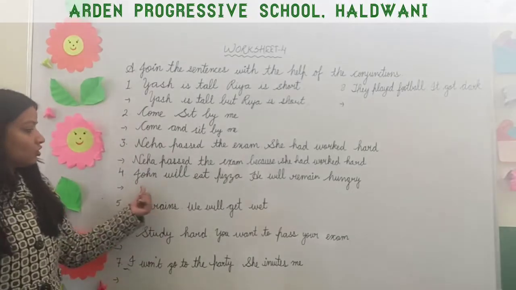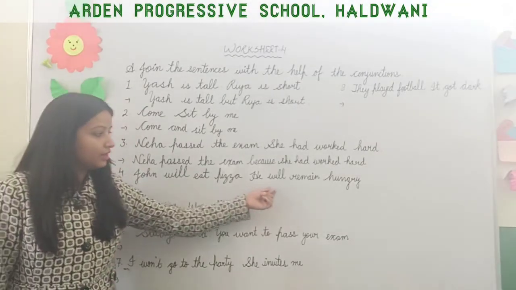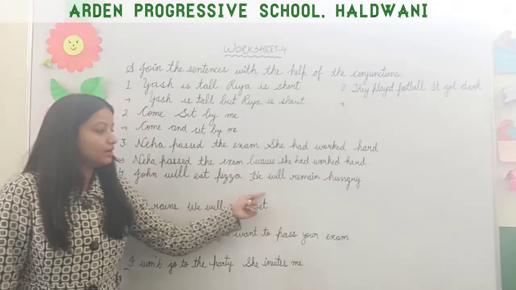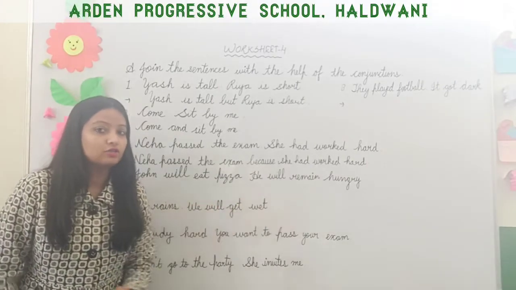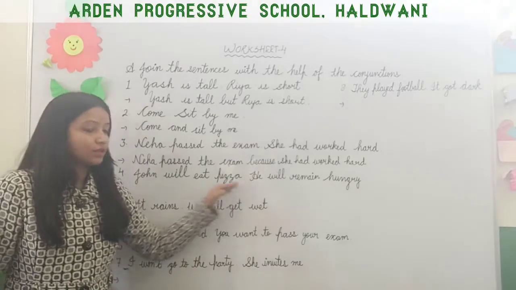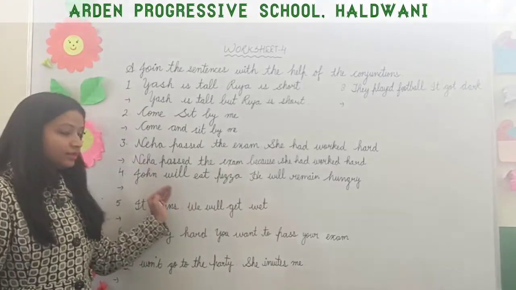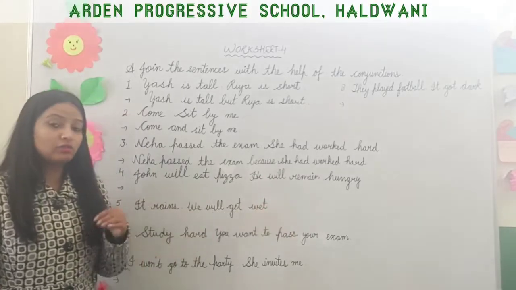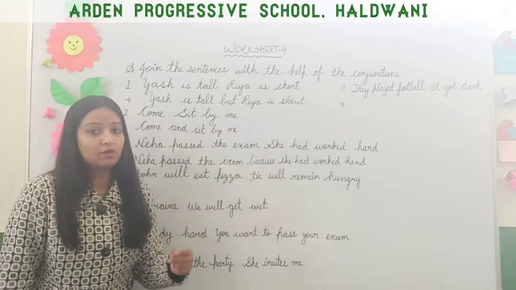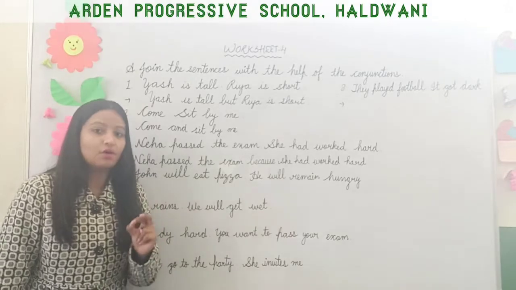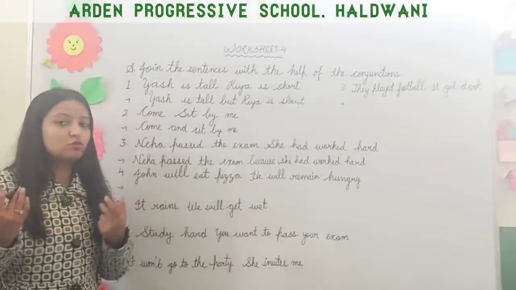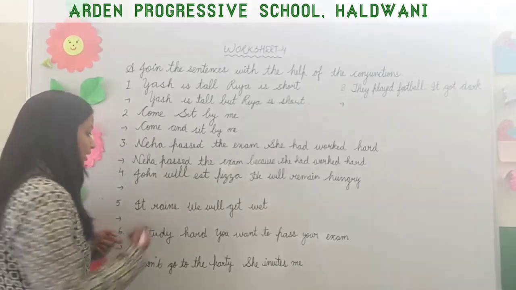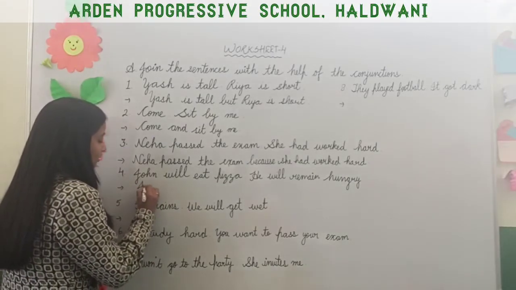Now the next is: John will eat pizza. He will remain hungry. John will eat pizza. He will remain hungry. So here we have choice. Either John will eat pizza or he will remain hungry. So we will join these two sentences with the help of or, because he has only two options, either to eat pizza or to remain hungry.